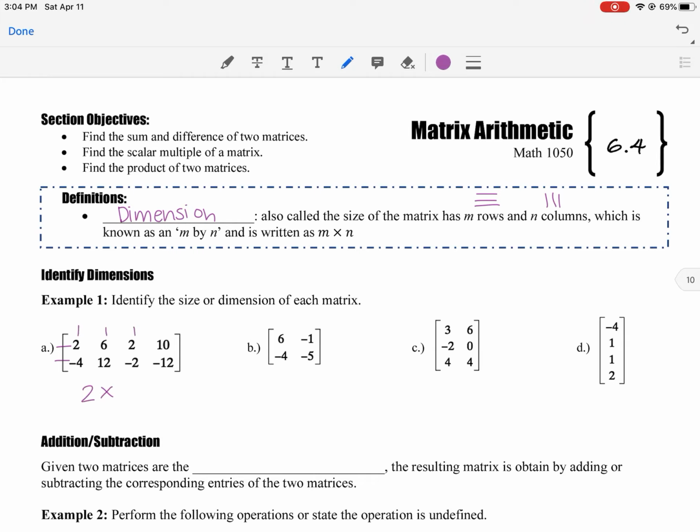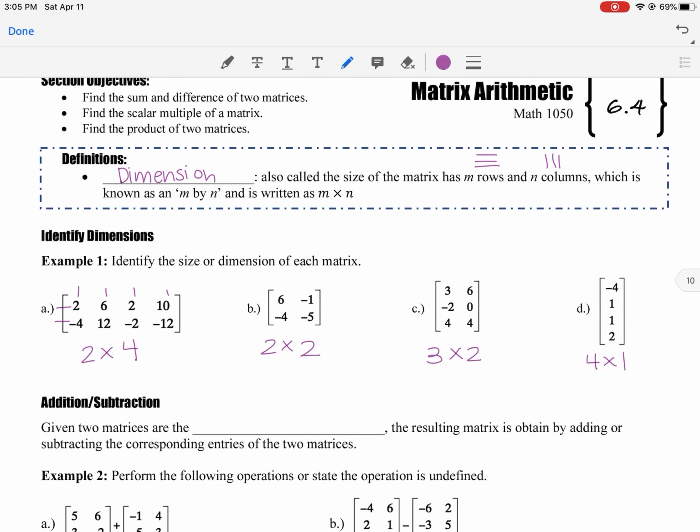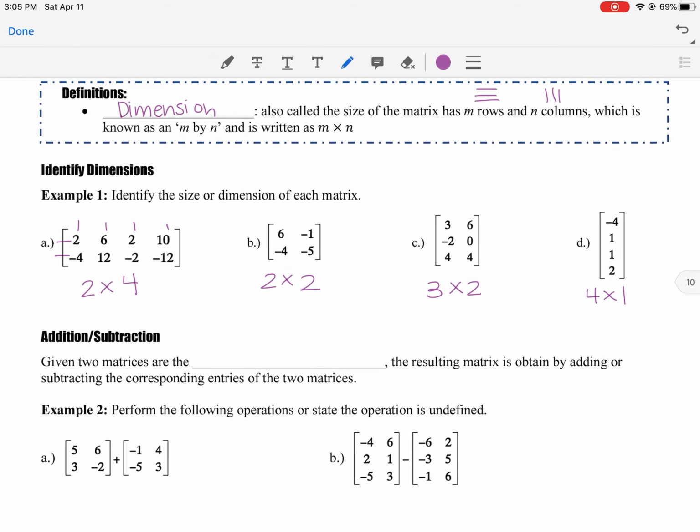So identify the size or dimension of each matrix. This one, as you can see, has 1, 2 rows, so it's a 2 by, then you count the columns: 1, 2, 3, 4 columns. So it's a 2 by 4. This next one, since it has 2 rows and 2 columns, is called a 2 by 2. This next one has 3 rows and 2 columns, so it's a 3 by 2. And this last one has 4 rows and 1 column, so it's a 4 by 1.